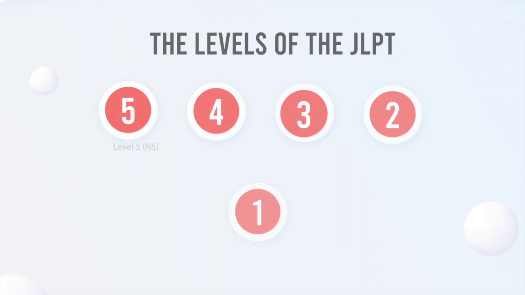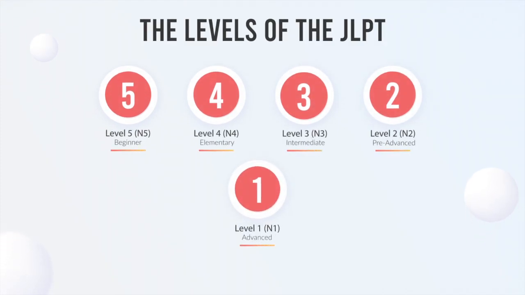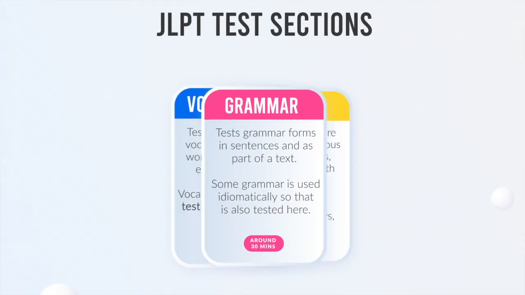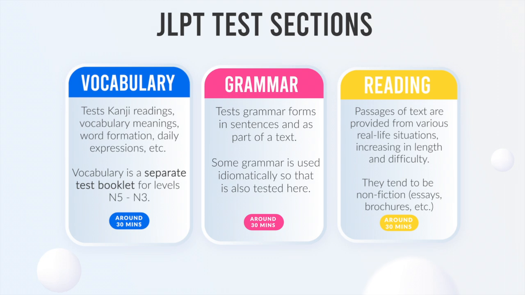The JLPT has been separated into 5 levels since 2010, with 1 being the highest level and 5 being the lowest. N4 and N5 measure a basic level of Japanese mainly learned in class and textbooks. N1 and N2 measure proficiency in everyday life, and N3 is a bridge level in the middle. The test is separated into sections: vocabulary, grammar, reading, and listening.